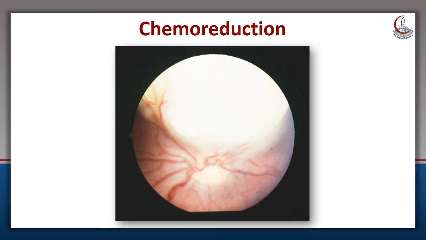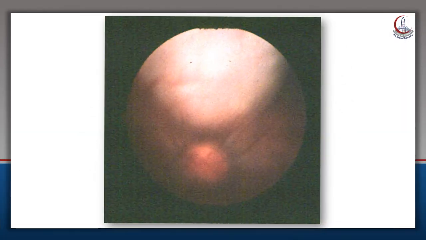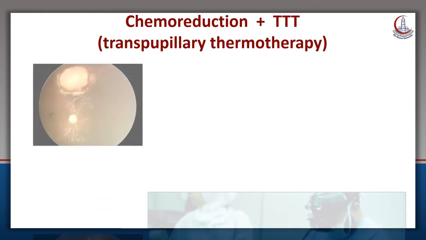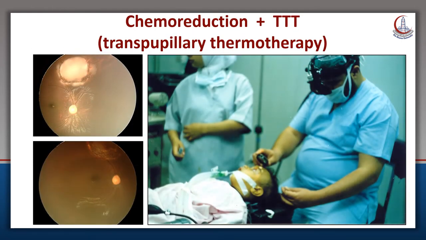So here is an example for a case of retinoblastoma, and during the chemoreduction, the tissues become translucent, the calcium appears, and the tumor is stable with decreased dimensions. Also, we can use chemoreduction combined with transpupillary thermotherapy. And as we can see here, here was the tumor and some laser marks around it after the transpupillary thermotherapy session with chemoreduction, and here the flat scar.